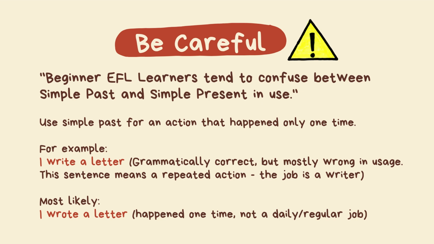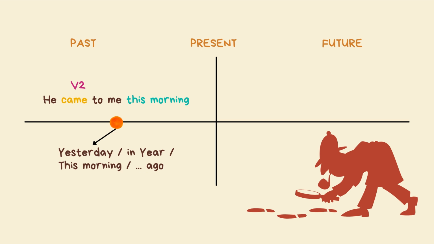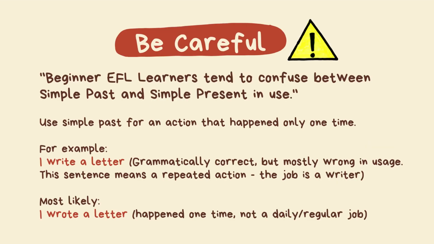Use simple past for an action that happened only one time. So let's take what I gave you in the example before, like this one. He came to me this morning. So he doesn't come every day. He did this just once, and that's why it is only one time. And if it is only one time, we express that using simple past, and especially when we use a specific time signal. Let's go back to what we need to pay attention to.